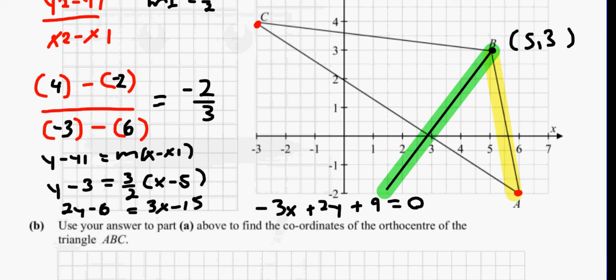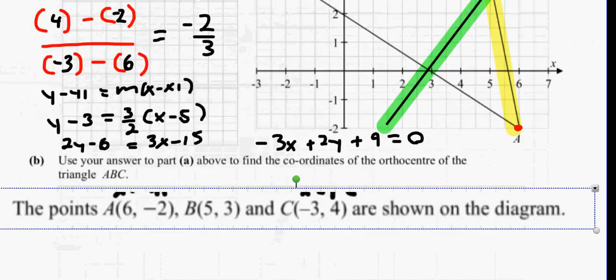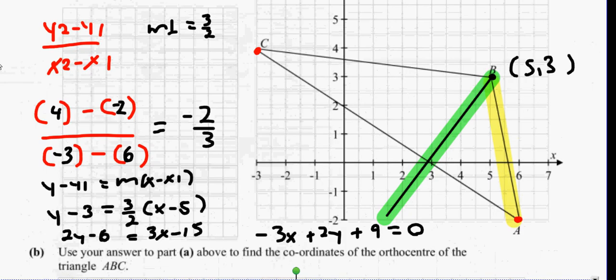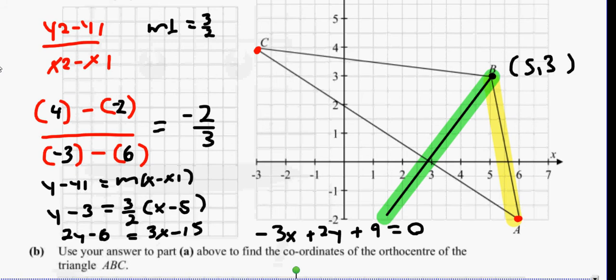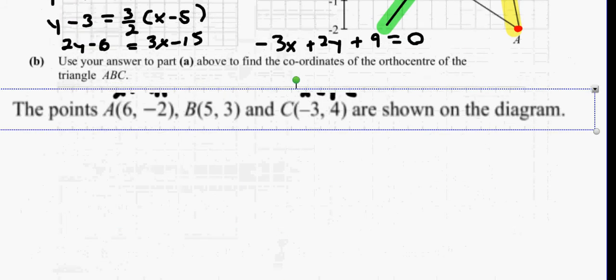If you just look up the start of that chapter, you'll see the different descriptions. Okay. So we're going to get the slope of AB, and then we're going to thread it through C perpendicular. Let's do it.